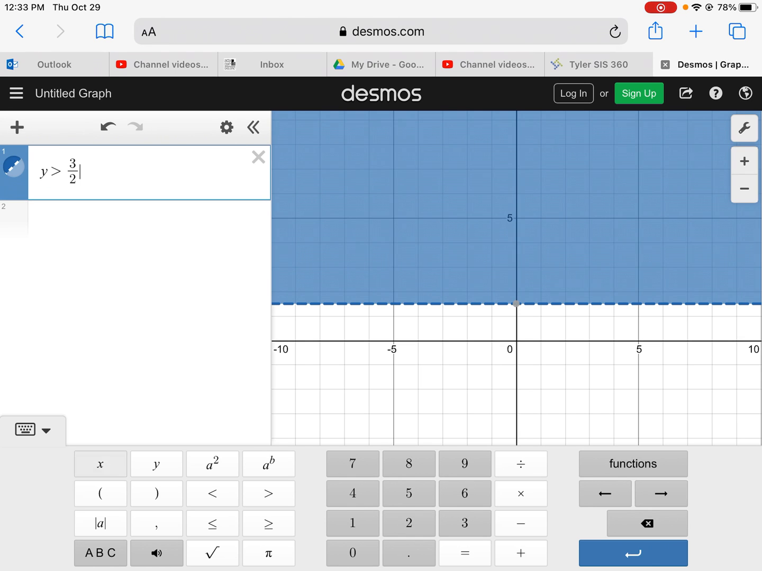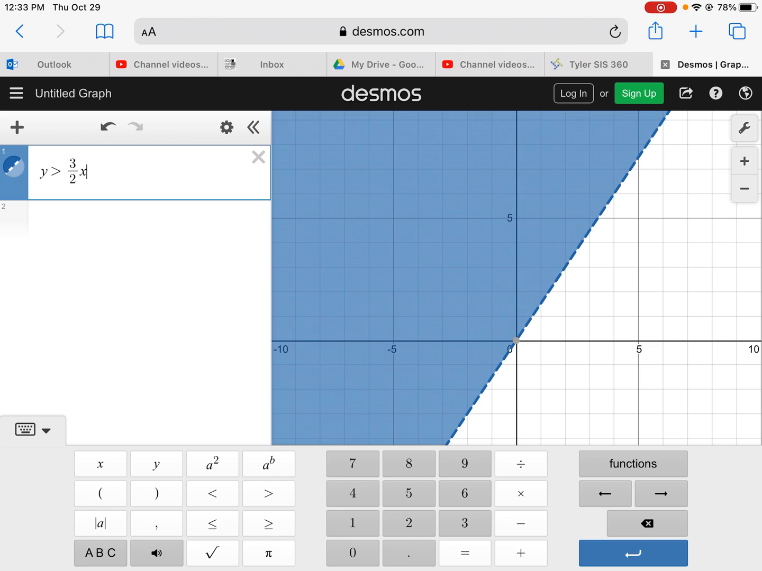Arrow over before you put the x, so it makes a line. So this is just a line greater or equal to 3/2 x. So y-intercept is 0, up 3, over 2. So because it doesn't have a line under it, it's a dashed line. If it had a line under it, then it would be a solid line. Greater than means straight up from 0, up from that point, whatever the y-intercept is. So hopefully check out Desmos.com. It's a great app.